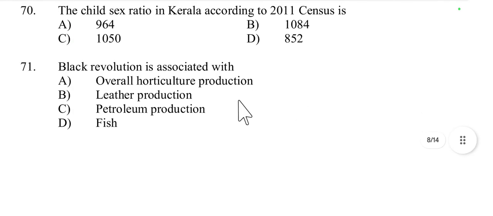Then question number 71, black revolution is associated with overall horticulture production, leather production, petroleum production or fish. Black revolution is related with petroleum product. Option C, petroleum product, because black revolution refers to the efforts to increase petroleum production in India, similar to the other revolutions like green revolution for agriculture, white revolution for dairy product, etc.